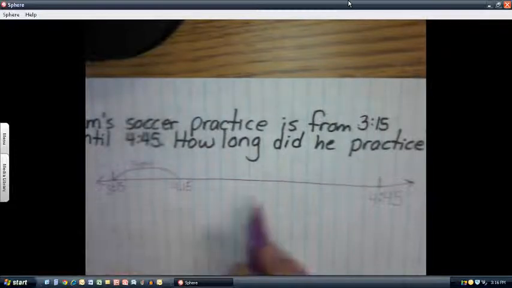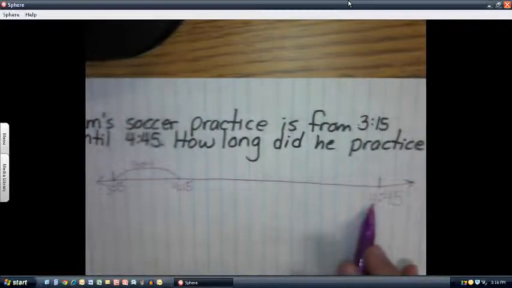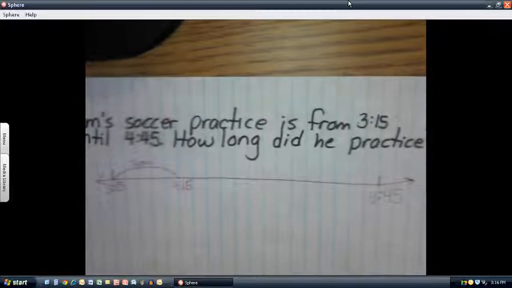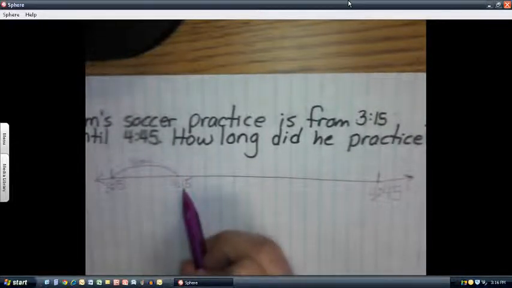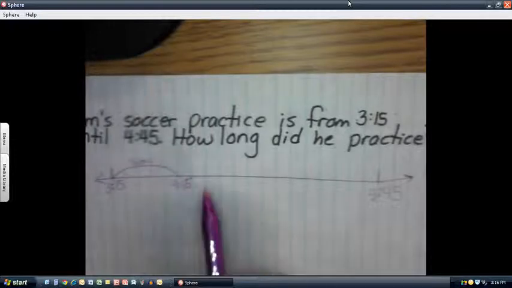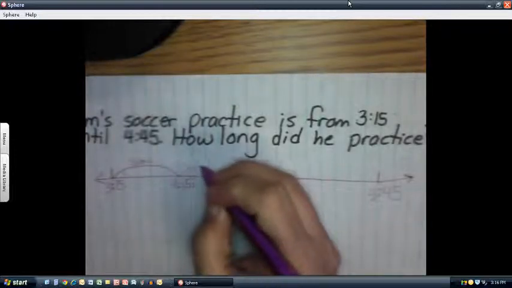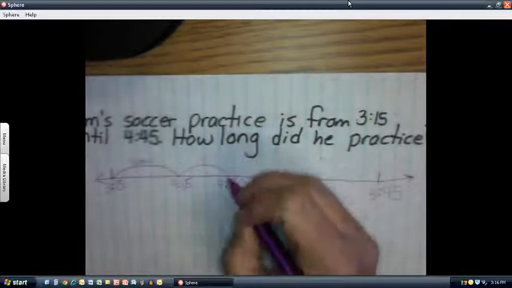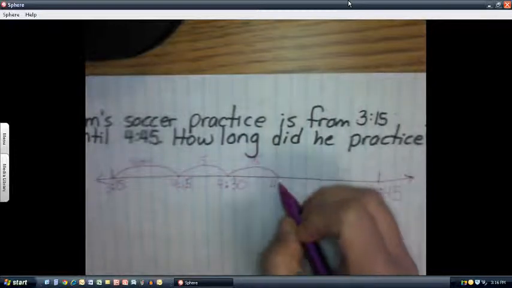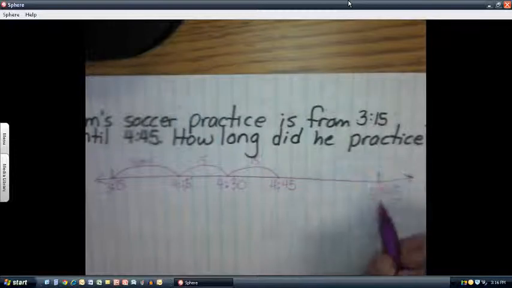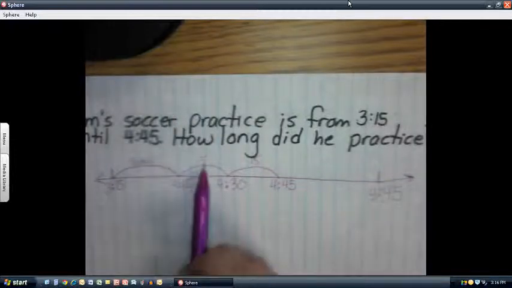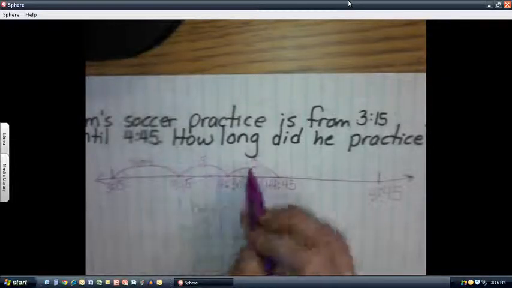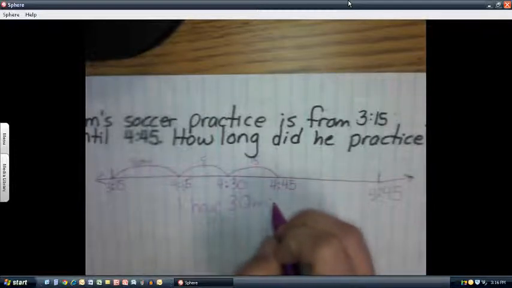Another hour would be 5:15, but that would go past 4:45. So I'm going to stop at 1 hour. Now I'm going to go in 30-minute increments. So I'm going to go from 4:15 and I'm going to see what would be 30 minutes later. Well, 15 minutes later I know would be 4:30. So another 15 minutes would be 4:45. And that's what I'm looking for. So I'm going to look at all of the time that I jumped, and it was 1 hour and 30 minutes.